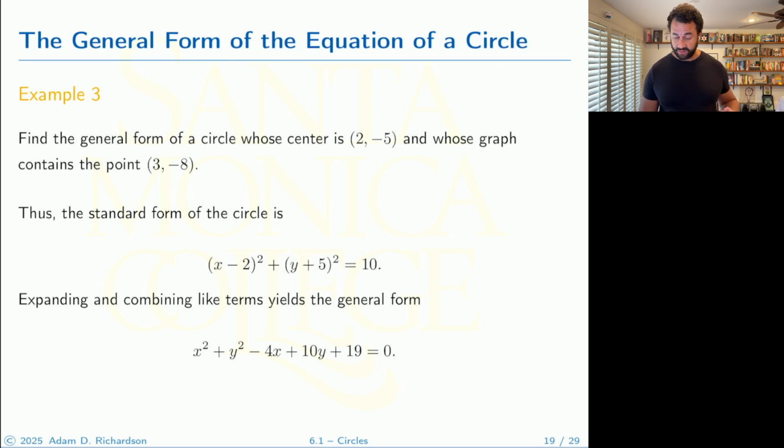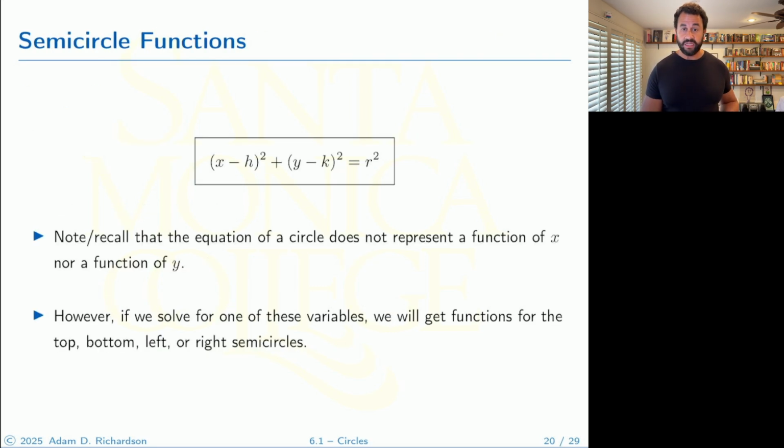Okay. Now, the last thing we're going to talk about is the semicircle functions. So we're going to start again with the standard form of a circle. And you might remember, we've talked about it a few times, that the equation of a circle does not represent a function of x nor a function of y. But if you solve for those variables, you will get functions for the top, the bottom, the left, and the right semicircles. A couple of these are formulas that you were supposed to memorize earlier on in the course, back when we were looking at those important graphs to memorize. Now we're just generalizing it a little bit because our circle may not be centered at the origin anymore.